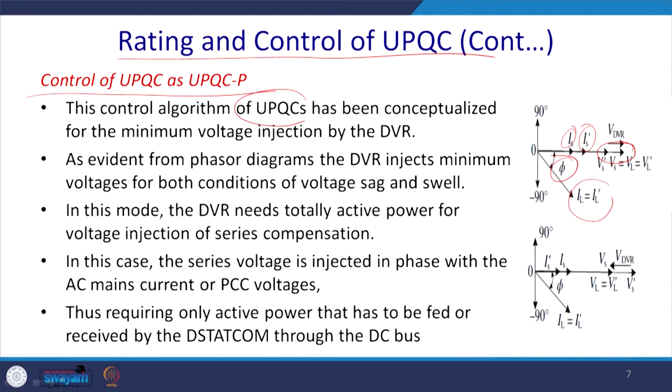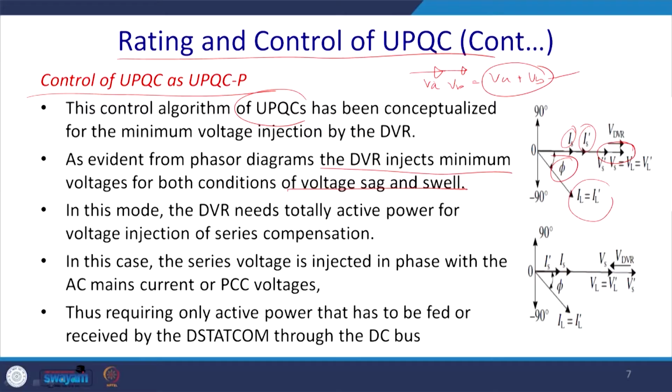This UPQC algorithm has been conceptualized for minimum voltage injection, because once you inject a voltage in phase, maximum force injection will take place. So, of course, you get a VA and you get VB, the resultant is VA plus VB when you inject it in phase, and that is the maximum you can achieve. As is evident from the phasor diagram, the DVR injects the minimum voltage. Thus, the rating of these devices is required to be low, that is one of the major advantages of it.